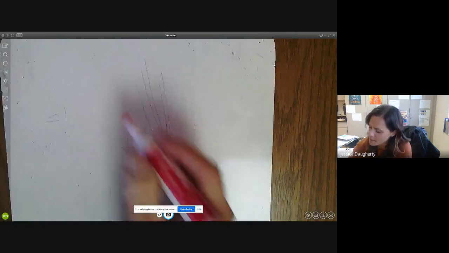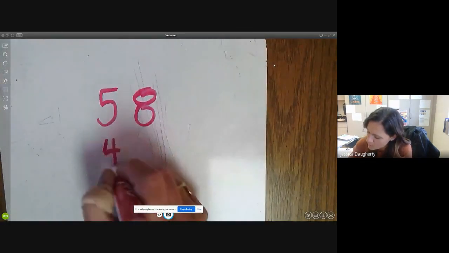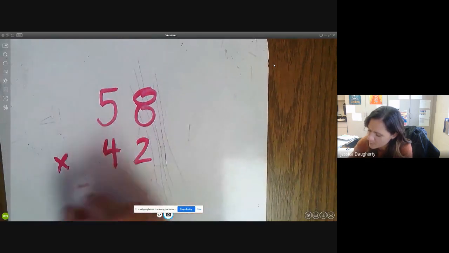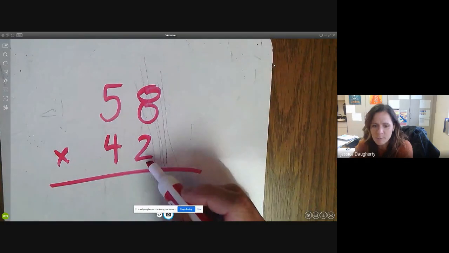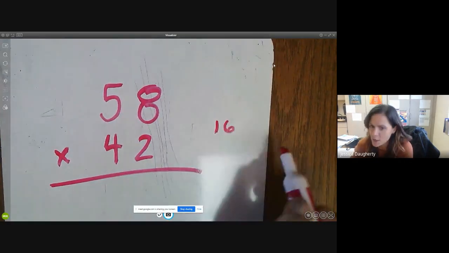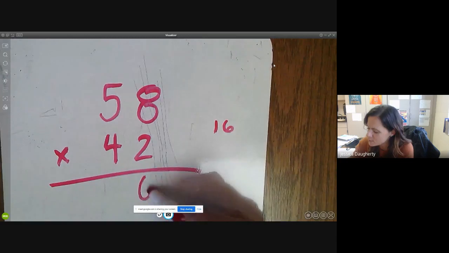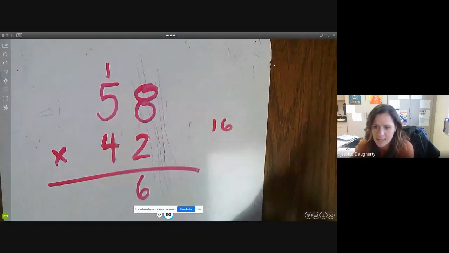New color this time. All right, 58 times 42. This is going to be a little bigger number this time. I have larger multipliers. Start in my ones place. 2 times 8 is 16. Your 6 stays in the ones place. Your 1 is really a 10. It belongs in the tens place.